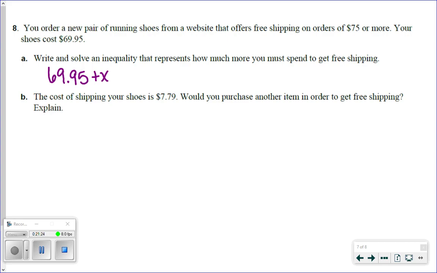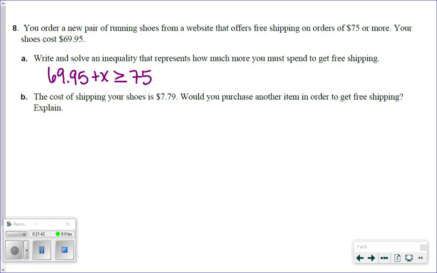So basically, whatever this grand total is right here, this expression I just wrote, I want it to be greater than or equal to $75, because then I will know I'll get my free shipping. So how much do I need to add to that to guarantee that the left side of this is greater than or equal to the $75, and then I'll get my free shipping.